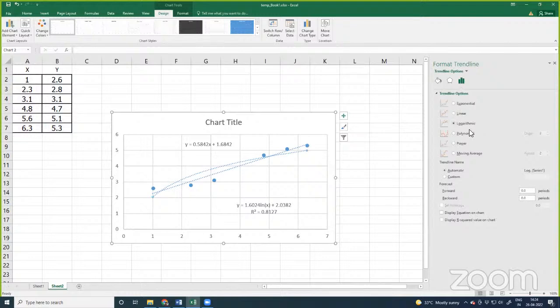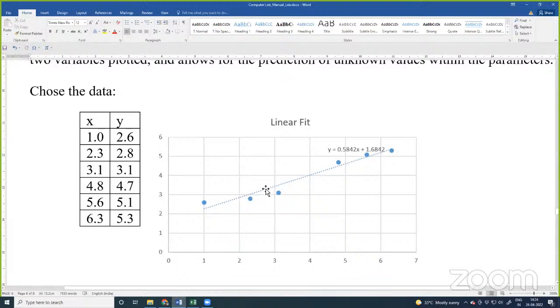Logarithmic you can choose, polynomial you can choose, power you can choose. For example, if you choose polynomial, then set intercept, display equation, all of them are varying. Moving average is a different one. Moving average also gives you the equation of that kind. This is for the one set of an equation for the linear fit.